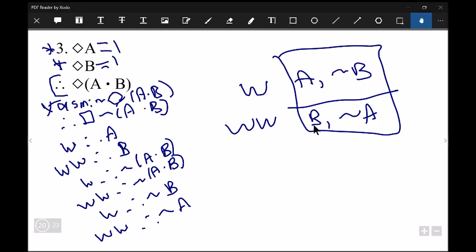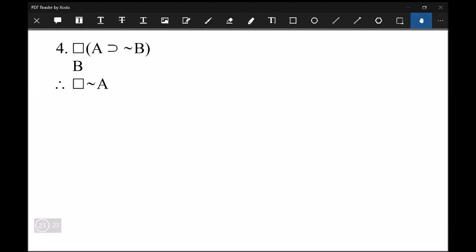You don't have it here, you don't have it here. You don't have it anywhere. So there's a world with A and a world with B, but there's no world with A and B together. So you have a false conclusion, and therefore invalid. You have true premises and a false conclusion. There you go. Okay, here's another example.